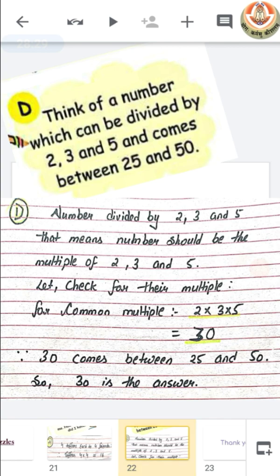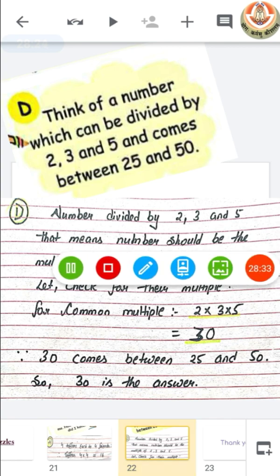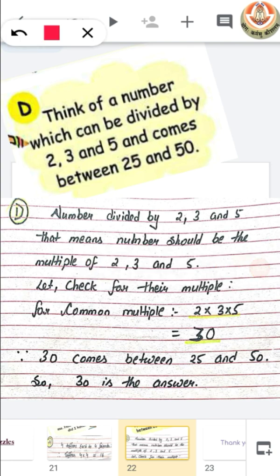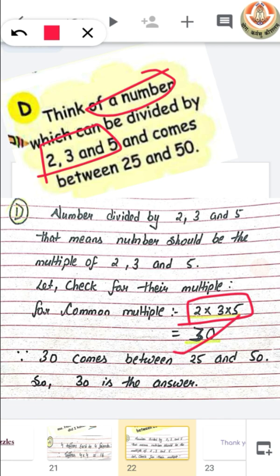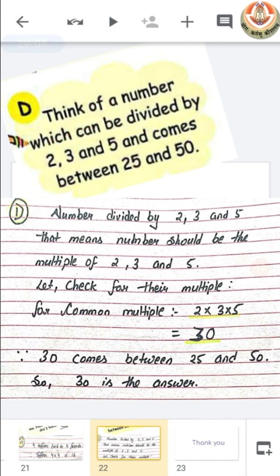Now, if we have to find what is the number which is divisible by 2, 3 and 5 and comes between 15 and 25. That means the number should be a common multiple of 2, 3 and 5. So to find the common multiple of 2, 3 and 5, we will multiply them and we get our answer. So this is it for today.